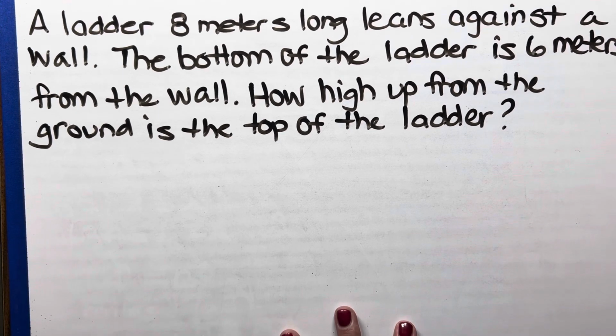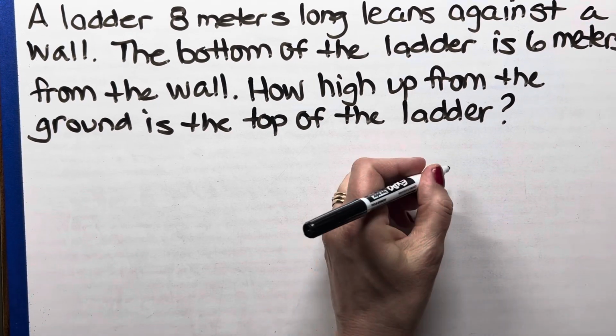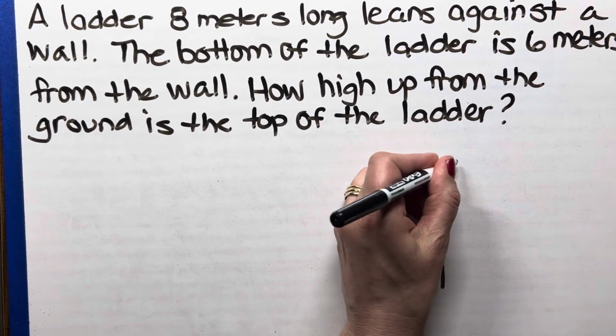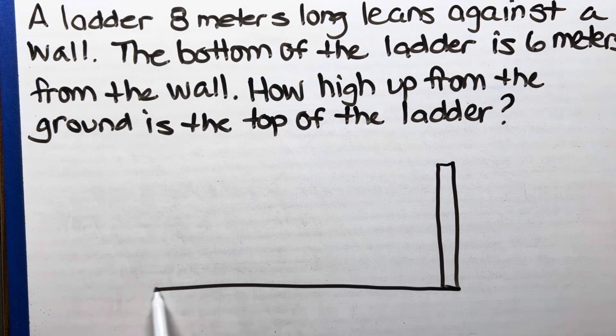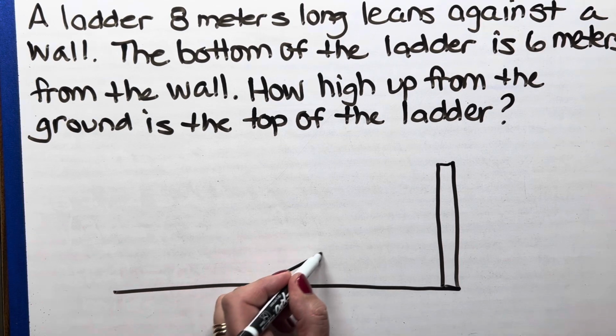So let's draw a picture of what is happening. First, I'm going to draw a wall. Okay, and I have the ground. So this could be a house, and a ladder is leaning up against the side of the house. So here's my ladder.